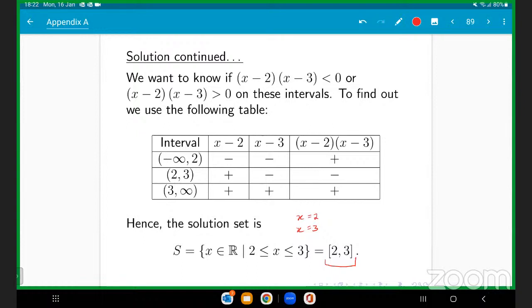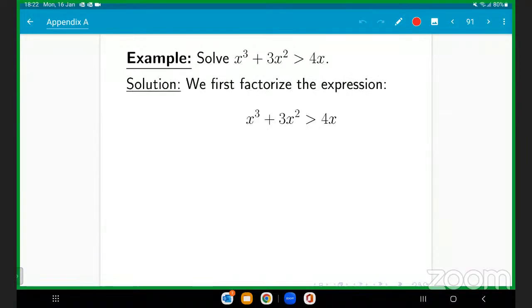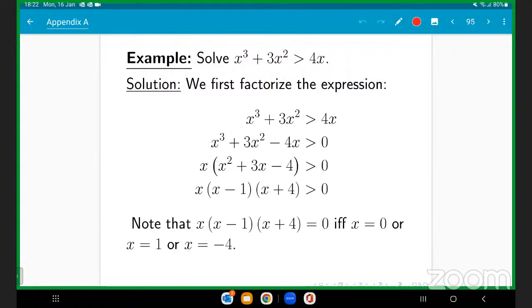If not, I think there are a few more examples of this nature involving more factors. So let's take a look at them. Here we have a cubic polynomial. We can take the 4x over, take out x as a common factor, thereafter factorize this quadratic bit to get x times x minus 1 times x plus 4. Now this splits up our real number line into 4 different pieces or 4 intervals.